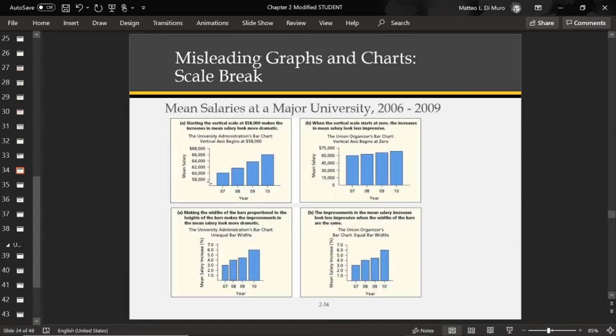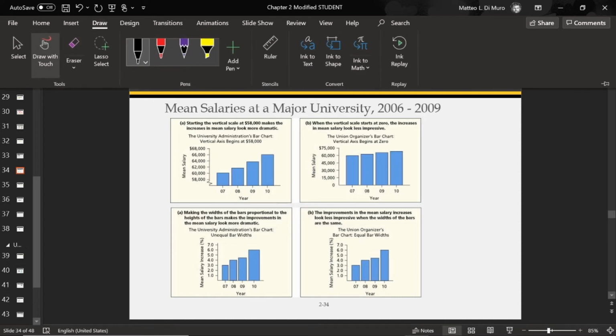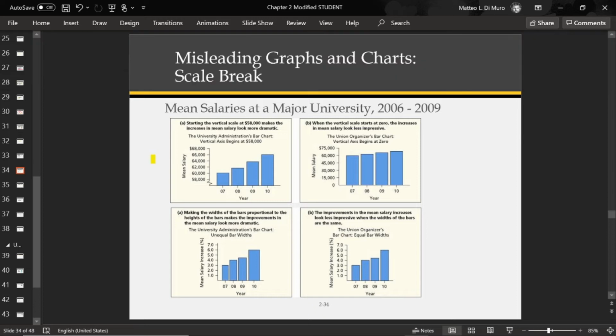Yes, I promised you misleading graphs and charts. Yes, I did. Well, excuse me. One way of creating a misleading chart is by having a scale break. So what's the scale break? It's just right here. So 0 supposedly is down there, and sometimes they'll just use a little kind of broken line thing, and then all of a sudden we're at 58,000.